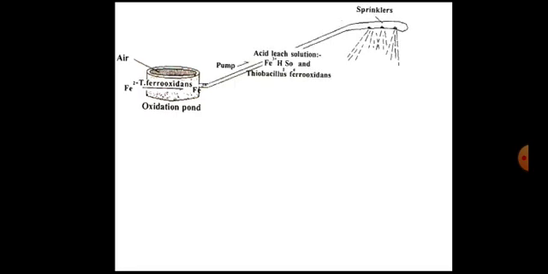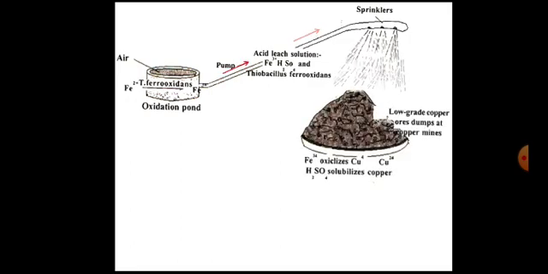Then this ferric ion containing solution, which is called the acid leach solution, contains ferric ions and sulfate ions in the form of sulfuric acid. So ferric ions and sulfuric acid are formed due to the growth of Thiobacillus ferrooxidans. This solution is then sprinkled over the large heap, that is a large heap of copper ores. These copper ores, or the rocks containing copper, are collected from mines. So this heap of low grade copper ores dumped at copper mines is sprinkled with this acid leach solution.